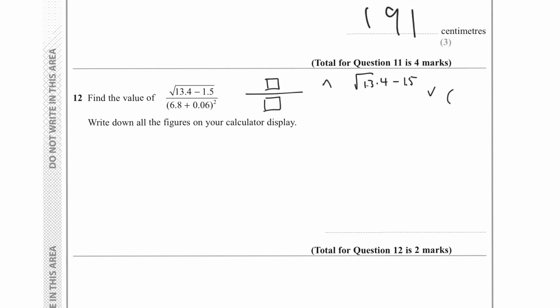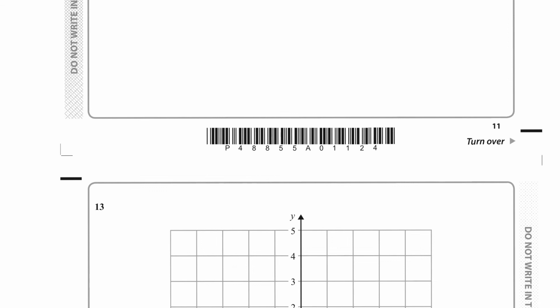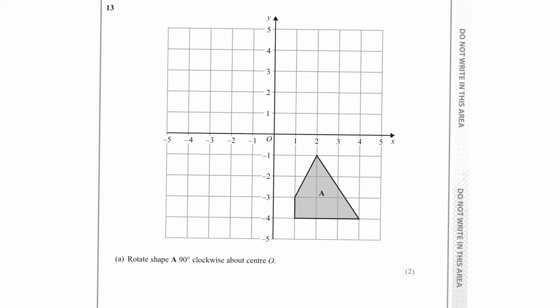So then put the bracket first, fill it up with 6.8 plus 0.06, close your bracket, then square all of that, and then your final answer should be 0.0733035908. And if it says display all the figures, you display all the figures. You don't round it, you don't put it to any significant figures or decimal places. The whole thing.